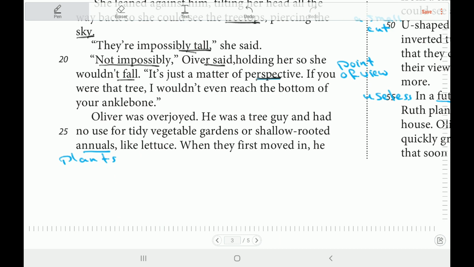So Malina, Oliver was overjoyed. He was a tree guy and had no use for tidy vegetable gardens or shallow-rooted annuals. Annuals are plants, like lettuce. So he's a tree guy. He loves trees so much. He doesn't like vegetable gardens or annuals.